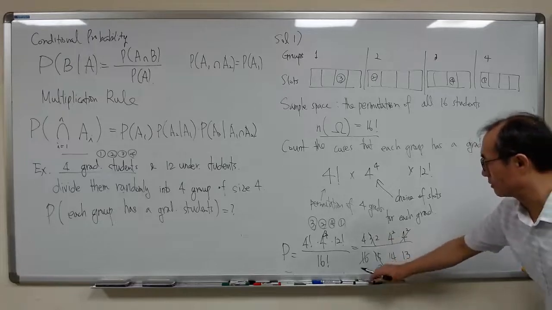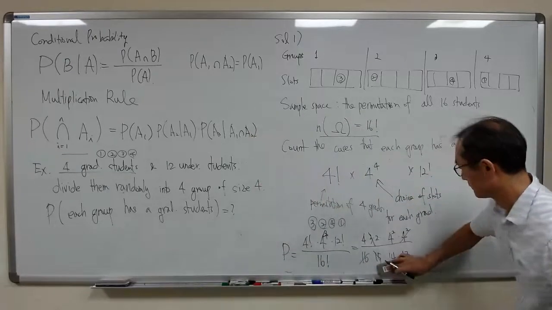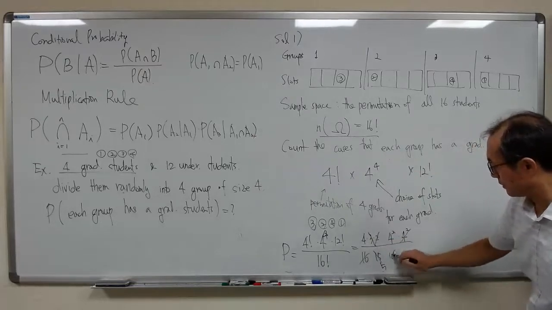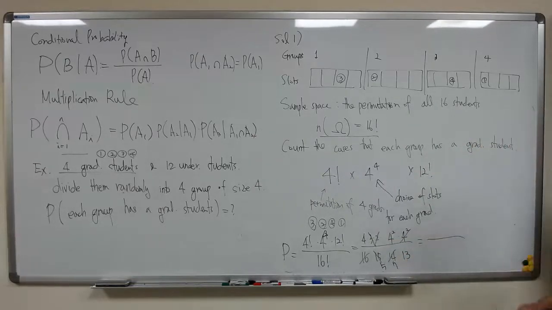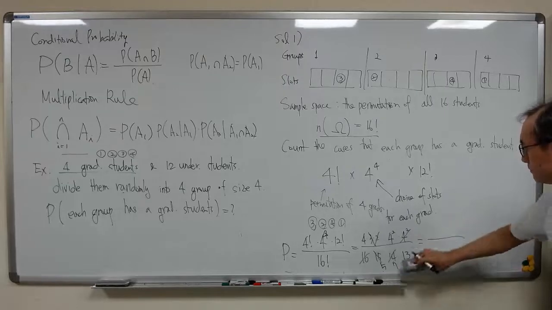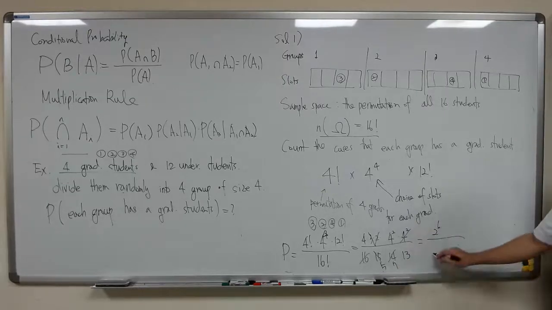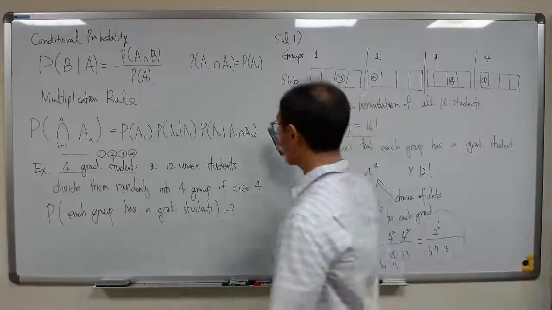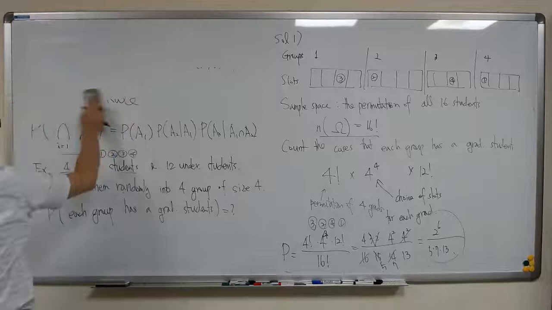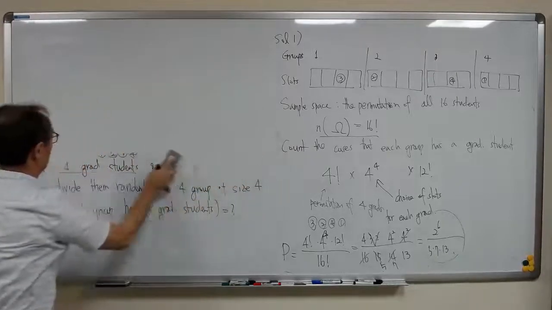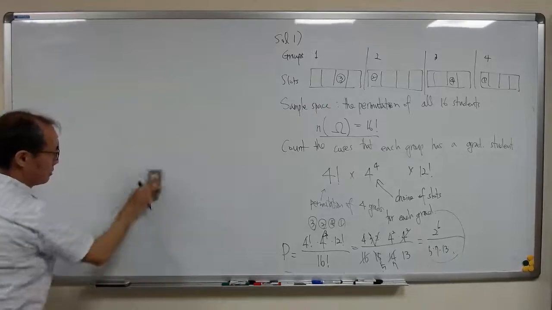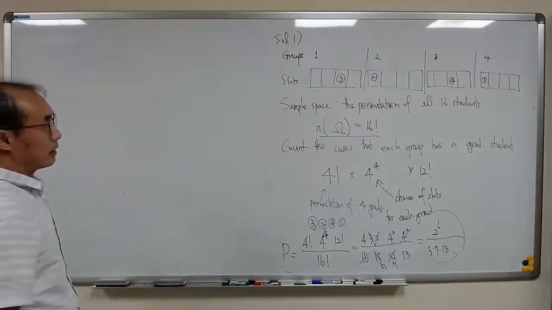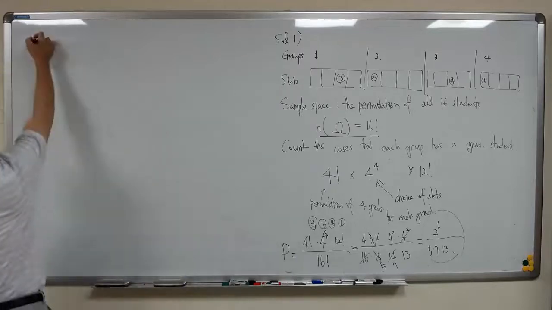And we can cancel this number 3 to get 5, and this 2 we cancel to get 7. So what remains is 4 to the power of 4 over 16, 5, 7, and 13. Okay, this is the probability of the event that every group has a graduate student in this division of students. Okay, this is the first kind of approach.